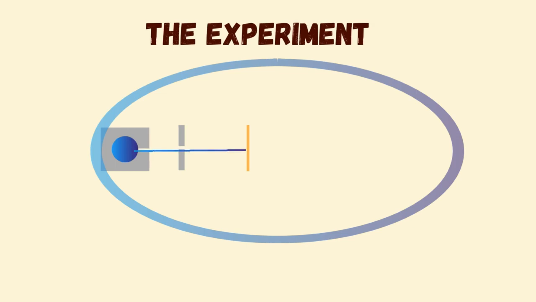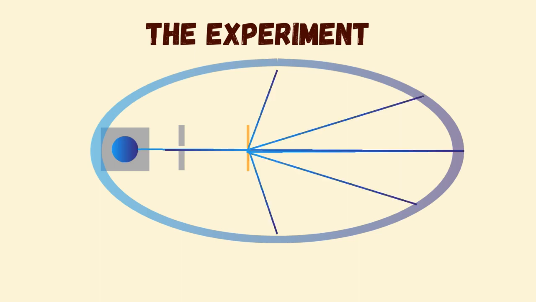The experiment: the rays started to emit and got streamlined with the slits. Then they fell on the gold sheet, and they got deflected at different angles from their path.